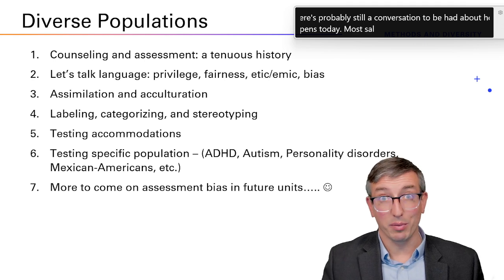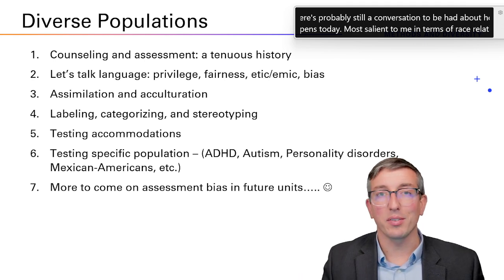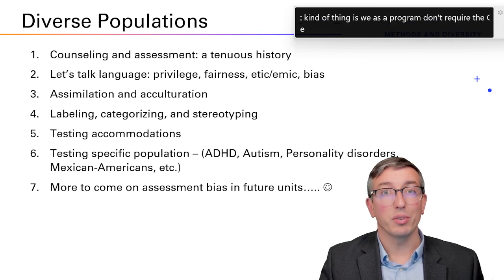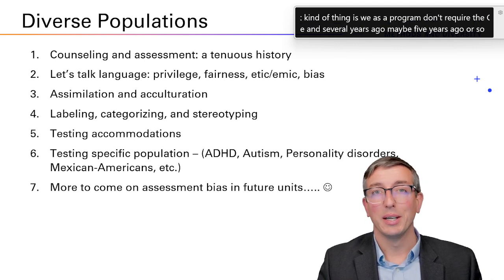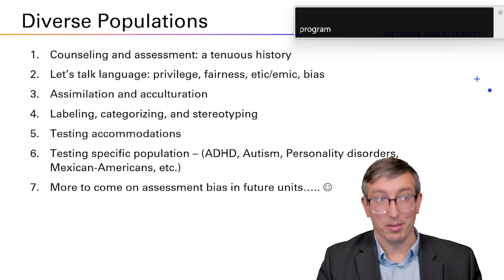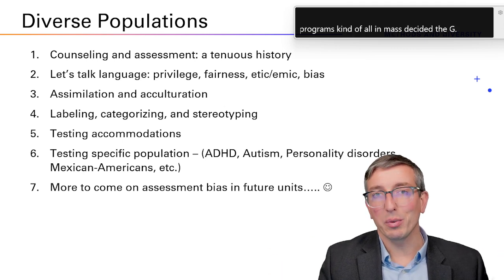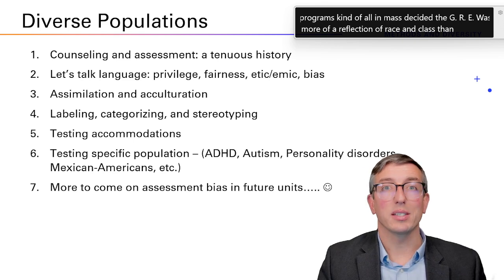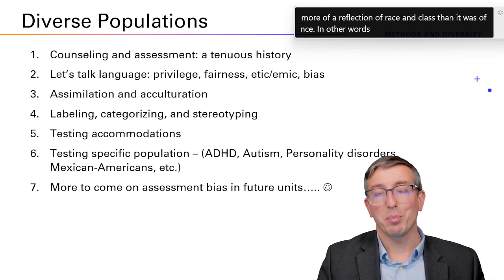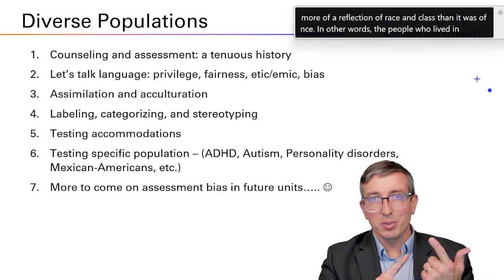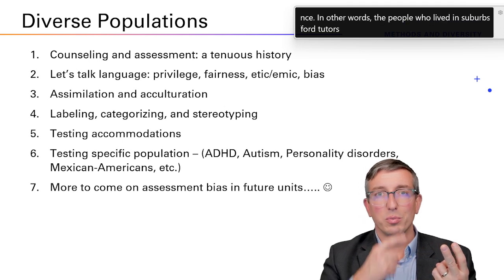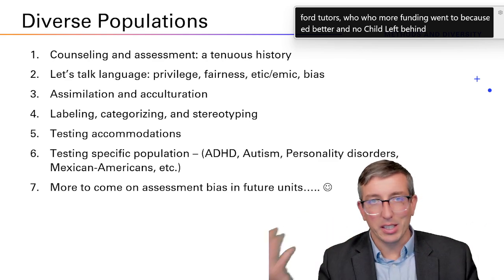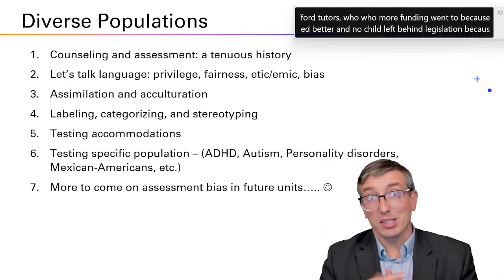Most salient to me in terms of race relations and that kind of thing is we as a program don't require the GRE anymore. And several years ago, maybe 5 years ago or so, a lot of programs all en masse decided the GRE was actually more of a reflection of race and class than it was of intelligence. In other words, the people who lived in suburbs, who could afford tutors, who more funding went to because they perform better, and No Child Left Behind legislation, because of legislation like that.